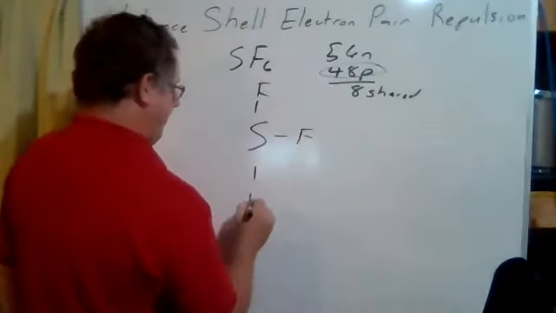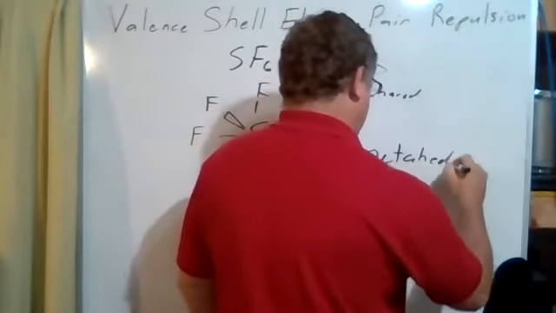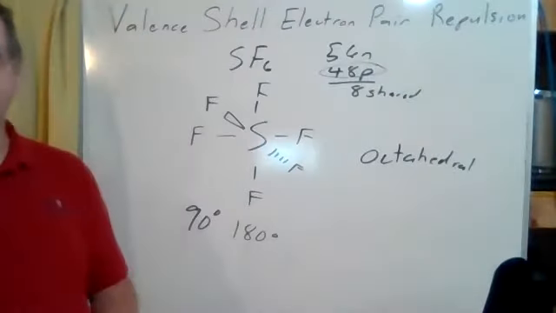So let me see if I can draw my wedge here. I have an octahedral shape. And all of these are going to be 90 degrees, or the one opposite is going to be 180 degrees. We call this octahedral. All right, works out pretty simple, okay?